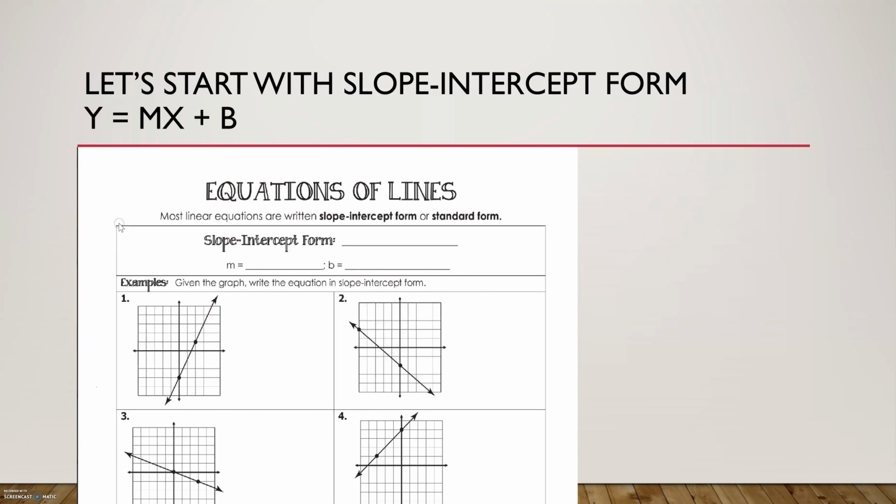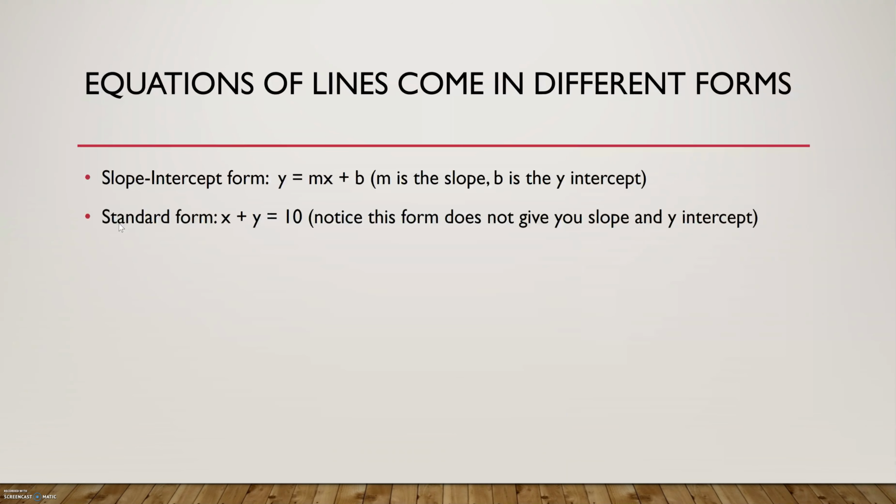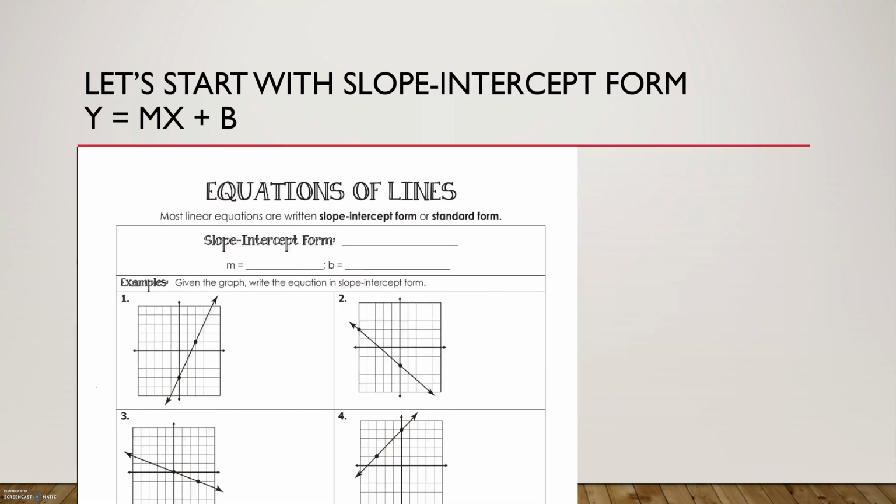We also have a standard form. Standard form would look something like this: x plus y is equal to 10. Now please notice when you work with standard form, it doesn't give you slope and y-intercept right away, but there is a way to get to slope and y-intercept, and I'll show you that a little bit later.